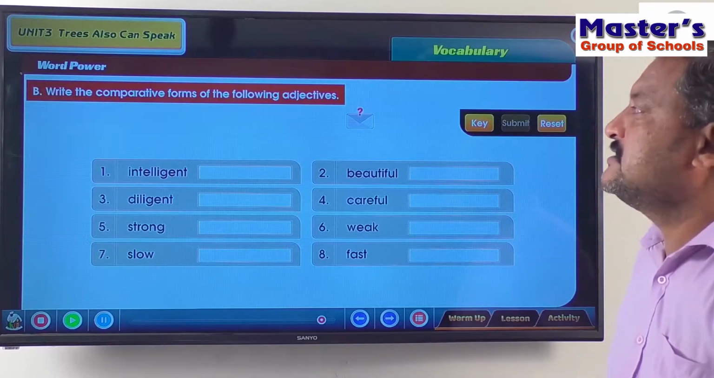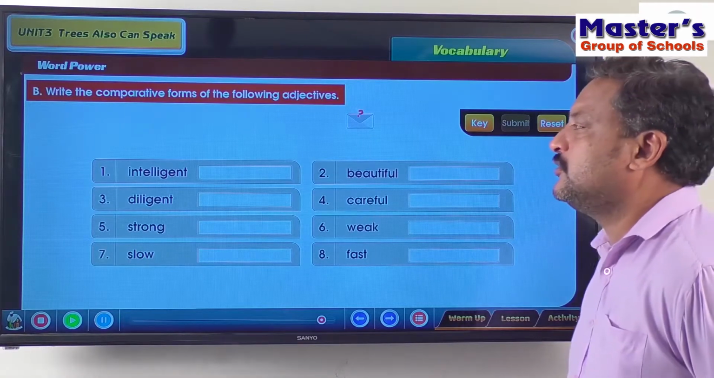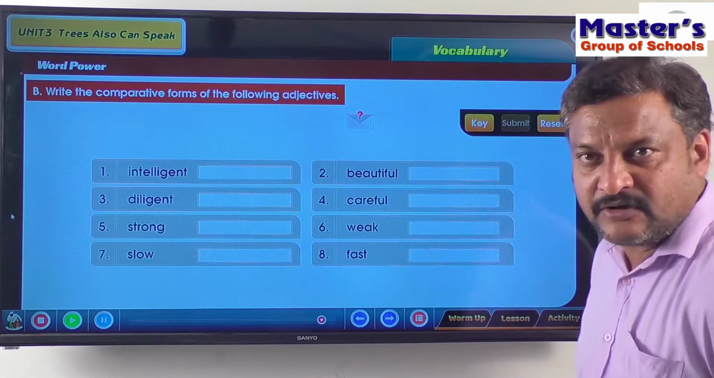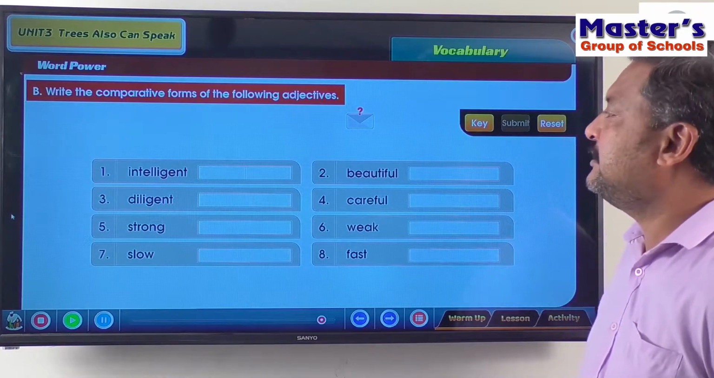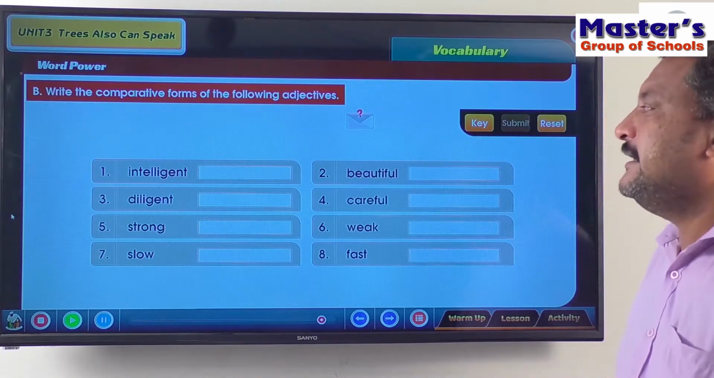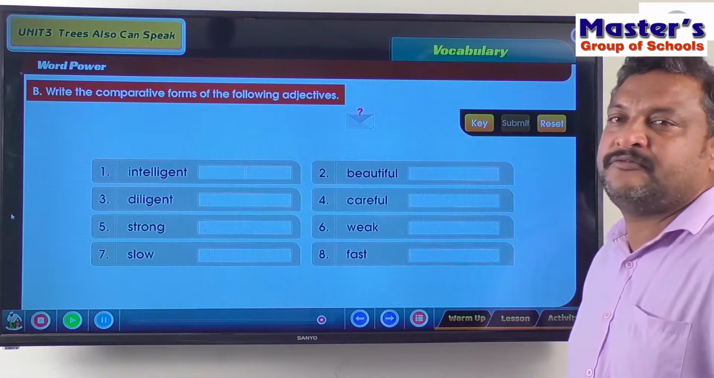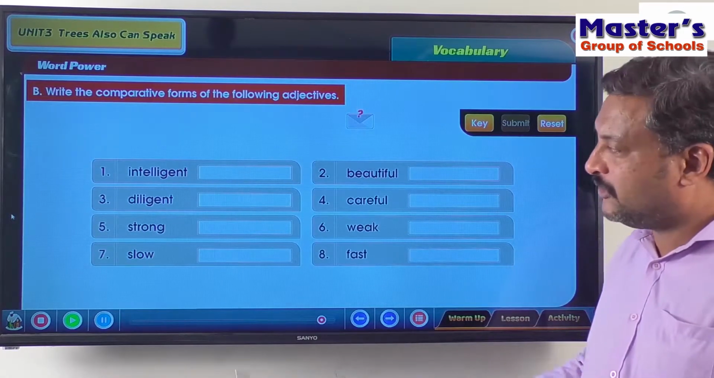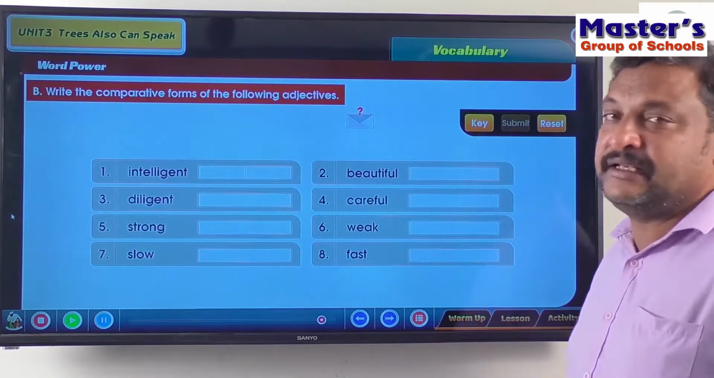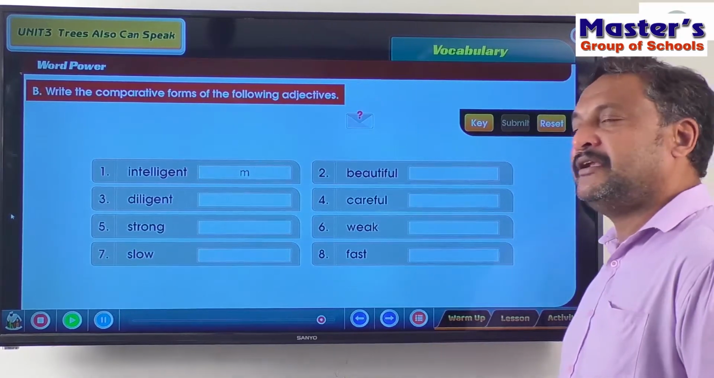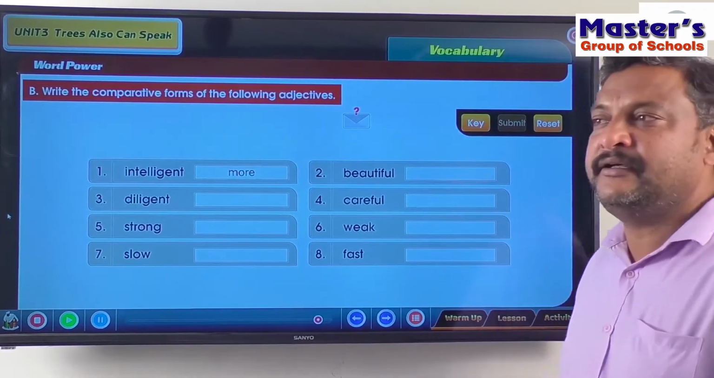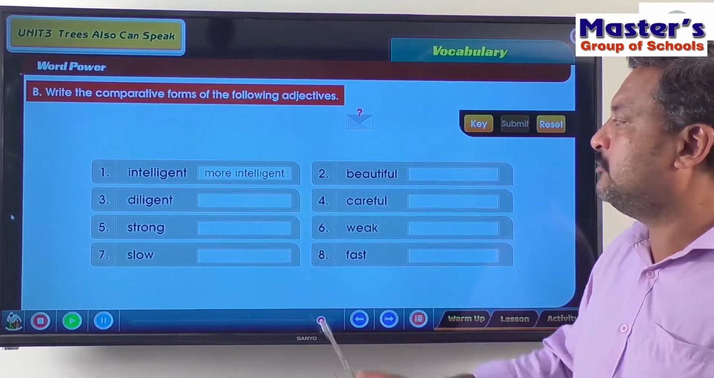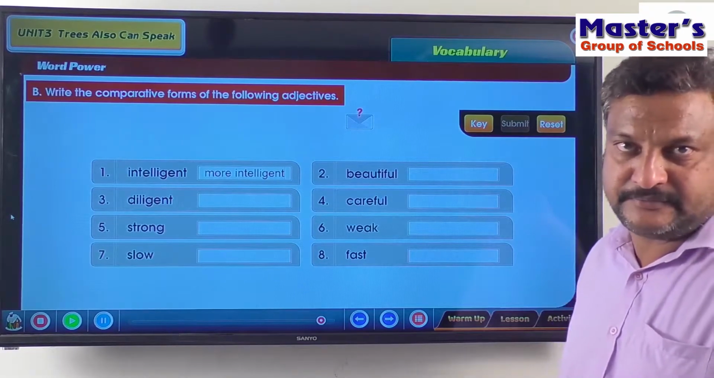So now the next one is write the comparative forms of the following adjectives. We have got a set of 8 words of which we need to write the comparative forms. The first one is intelligent. The comparative form is more intelligent. So intelligent is that kind of a word to which we cannot add er or change the word, but we need to make it more intelligent, right?